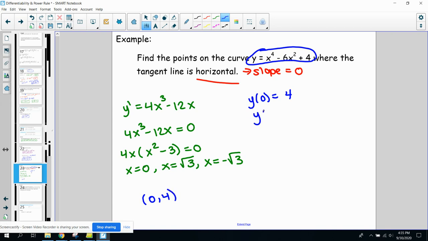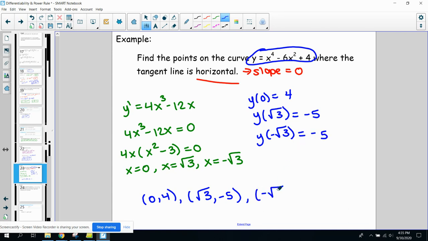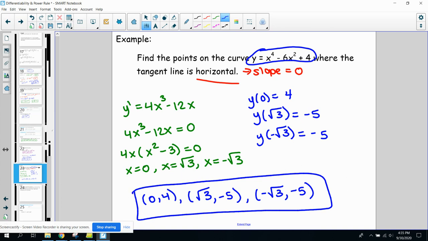I'm going to do y of positive root 3. So I'm going to plug in root 3 for my x's. When I do that, I get negative 5. So (root 3, negative 5) is another point. And then I'm going to do y of negative root 3. Again, plug in negative root 3 for your x values, and you get negative 5. So my last point is (negative root 3, negative 5). So these are the 3 points where the tangent line is going to be horizontal for that curve.